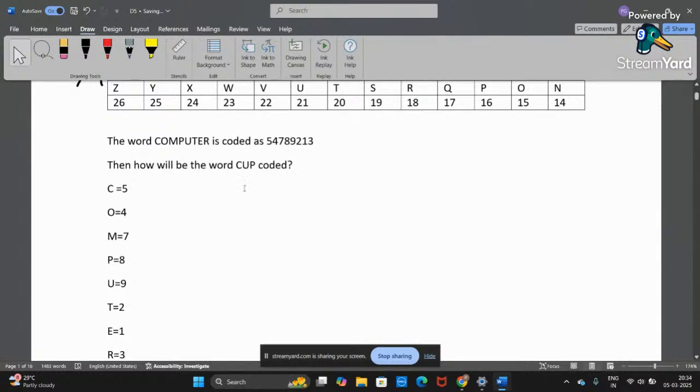So now we need to find the answer for the word cup. CUP. Here for C the assigned number is 5. For U it is 9. Right. For P it is 8. This is the answer.